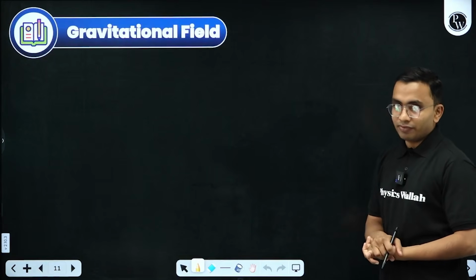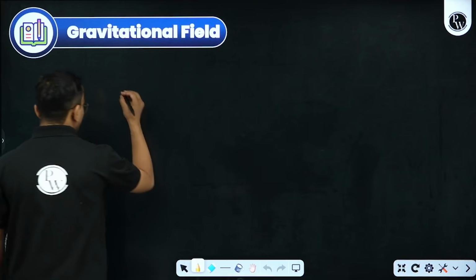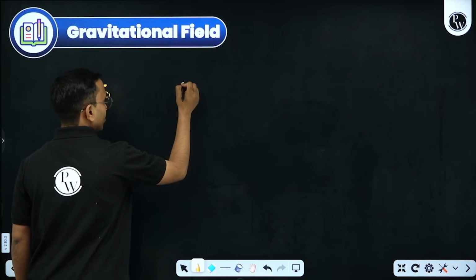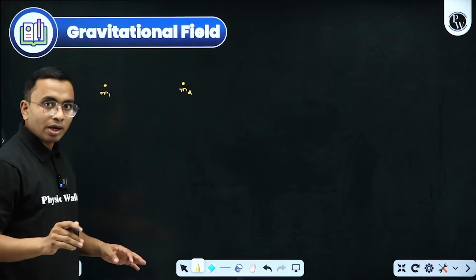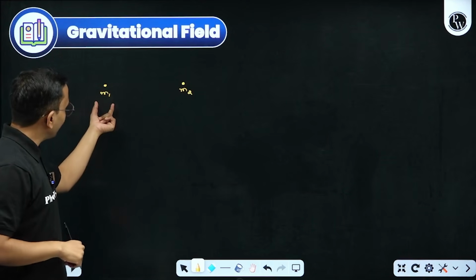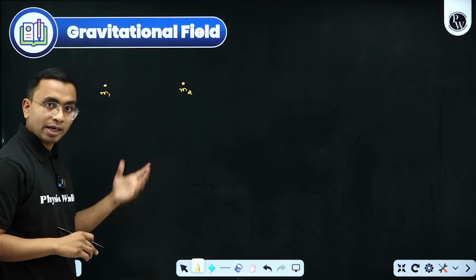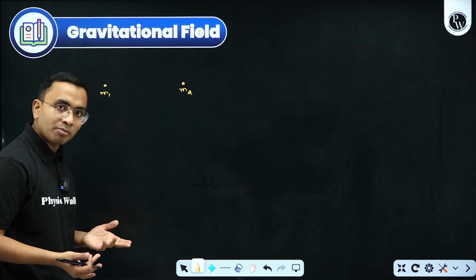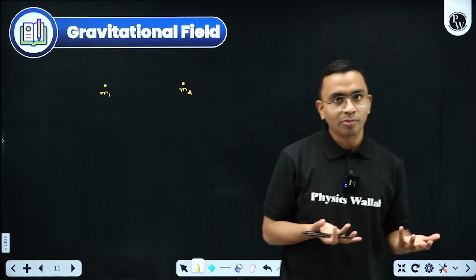Now gravitational field. What is gravitational field? If I ask you, two masses are there, this is my mass m1, this is my mass m2. Now m1 and m2 are applying force on each other. m1 is pulling m2, m2 is pulling m1. They are applying force on each other. Is there any contact between them? No. How is that force applied? If there is no contact, how is it possible to apply the force?